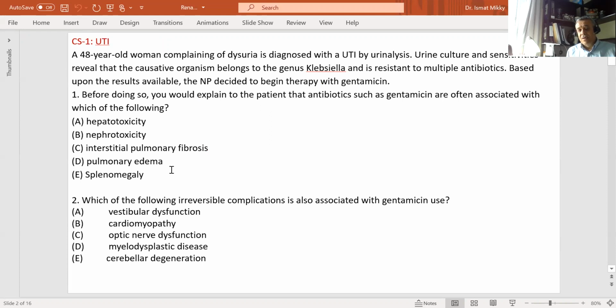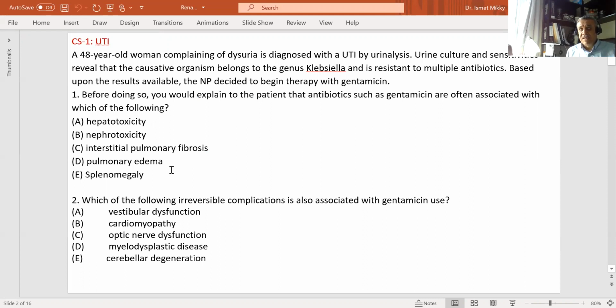So the nurse practitioner, based on these results, decided to put the patient on an aminoglycoside. That's the classification of the med, and one of them is called gentamicin. So the first question: before doing so, you would explain to the patient that antibiotics such as gentamicin are associated with which of the following.